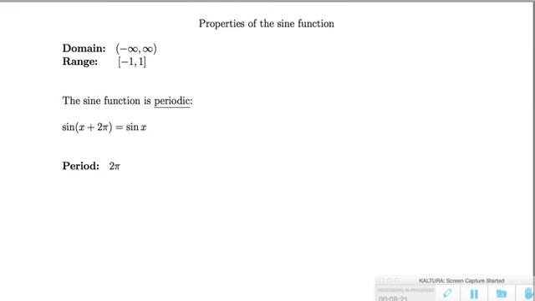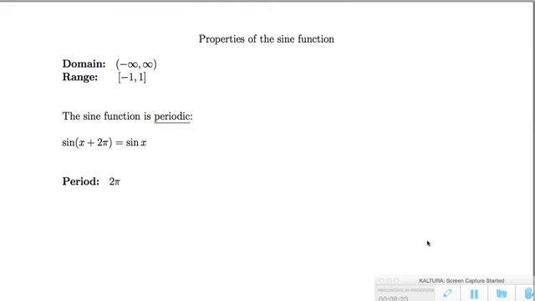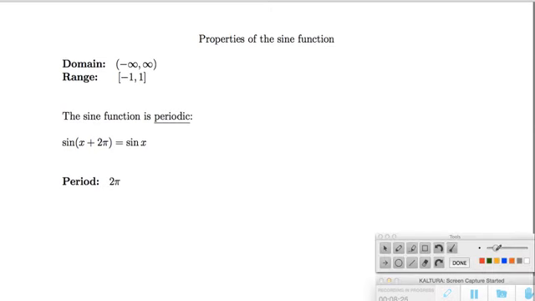So just to discuss a few properties of the sine function, again, the domain, remember what domain is. Domain is all allowable x values that are allowed in a particular function. So here the domain is -infinity to infinity, which is the same thing as all real numbers.